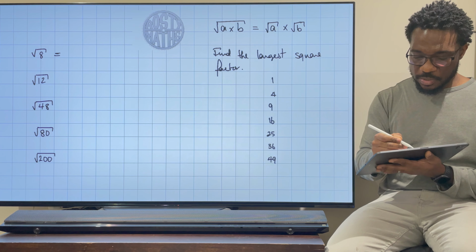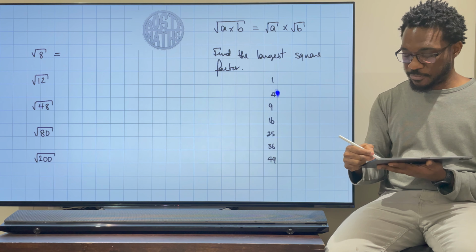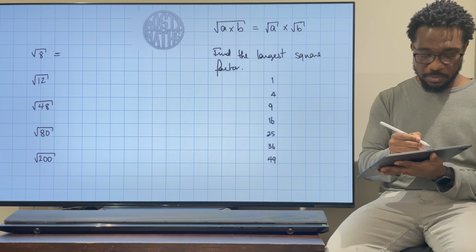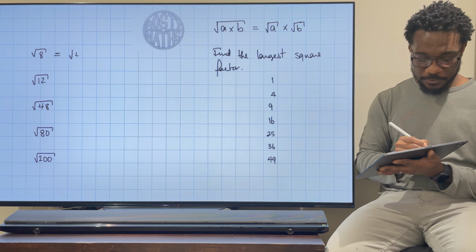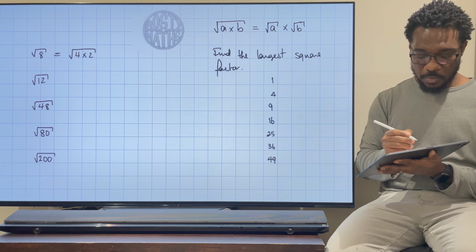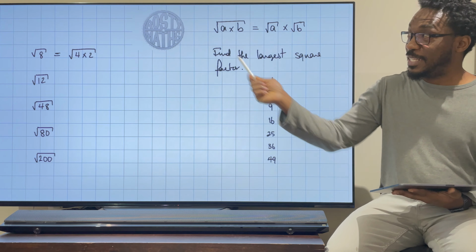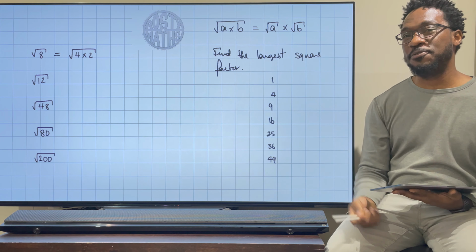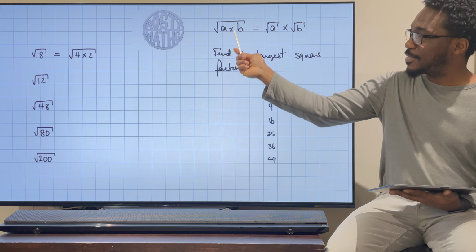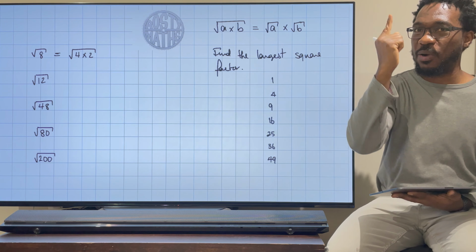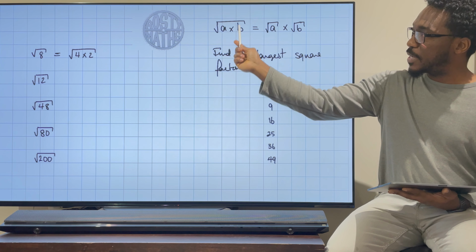So I'm going to go down my square numbers here. Which is the biggest square number that goes into 8? 4 does. It's the biggest one that goes into 8. So I'm going to split this 8 into 4 times 2. Why? Because 4 times 2 is 8. Okay, so it's still equal to 8. It's just I've got 4 times 2 there. So now it looks like this. Because now I've taken my 8 from being 1 number to being 2 numbers. So 4 times 2. Now it looks like this. So now I can separate it.